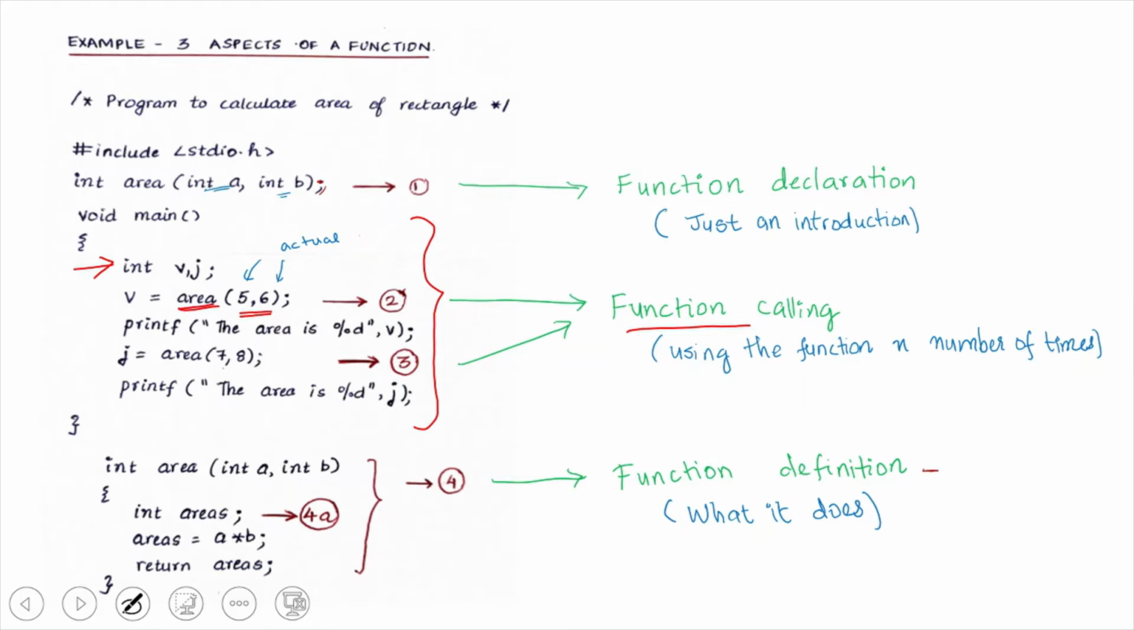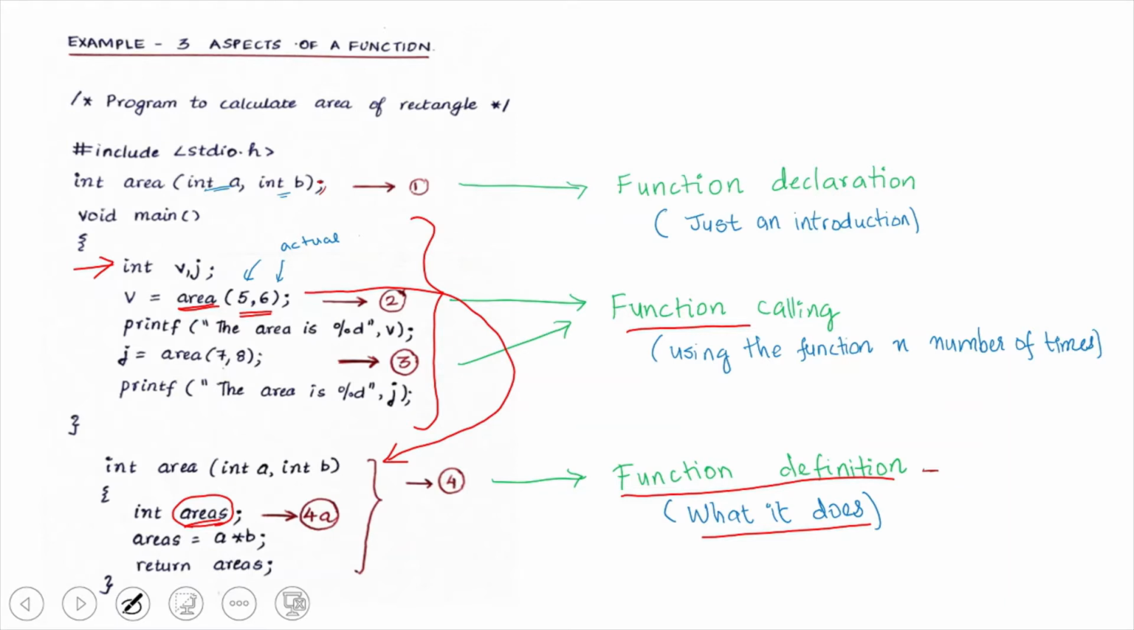Once the function is called, the control is passed from the calling function to the called function. So it will come over to here. This is where the task of the function is written. The function definition will have what it does, or the task that the function is doing. Inside the function definition, we will be declaring some local variables. These variables will not be available to other parts of the program.